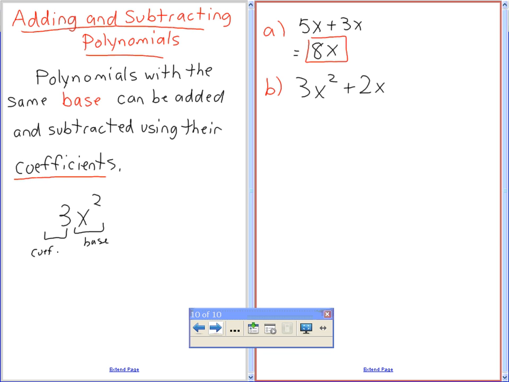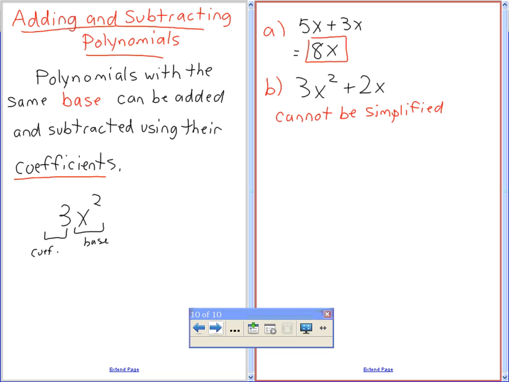All right, Austin, you're up. 3x squared plus 2x, what does that turn into? 5x squared. Incorrect. Okay, sorry to throw the trick at you. This can't be simplified, okay? I'm sorry to throw that at you, Austin, that was mean of me.